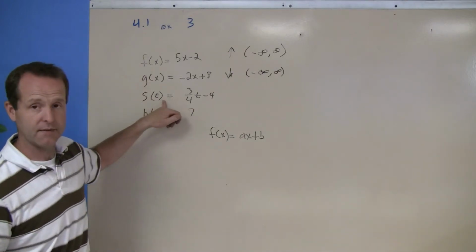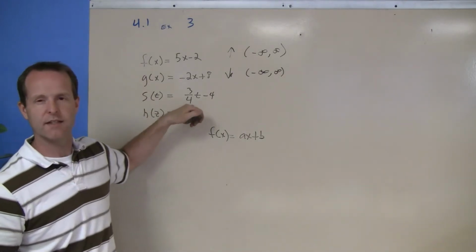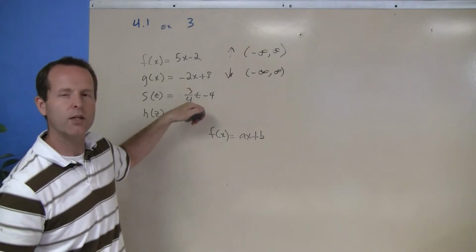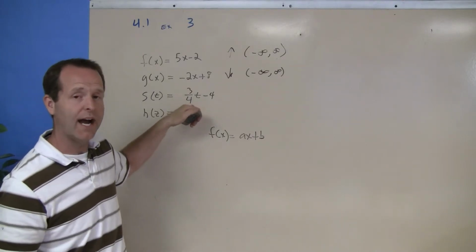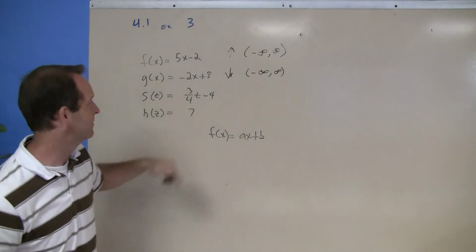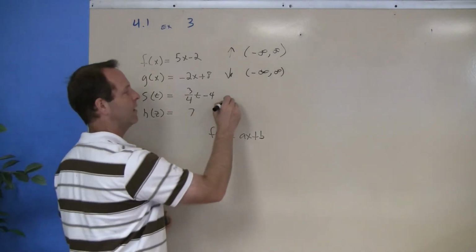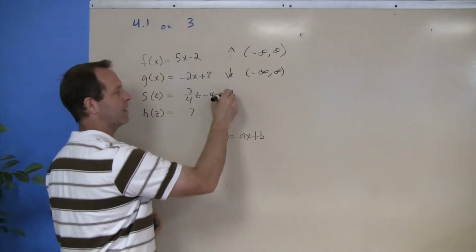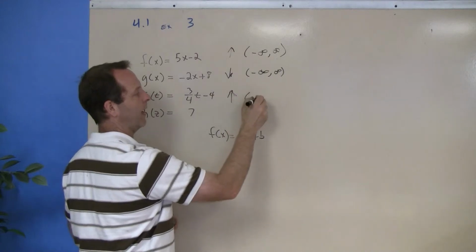The third one, s of t, has a fraction this time in that a component. What do I do with that? It doesn't matter. I just need to know if it's positive or negative. In this case, it's positive, so this function is increasing over the entire domain of real numbers.